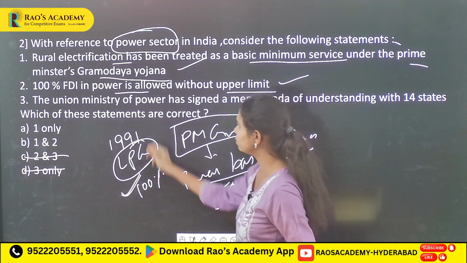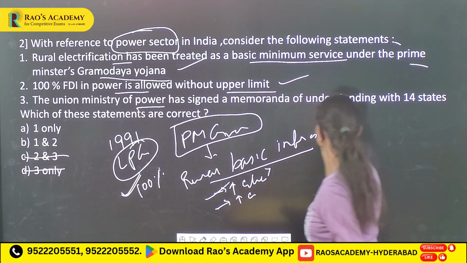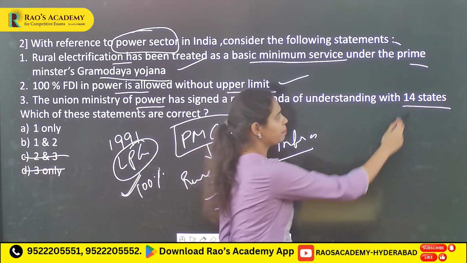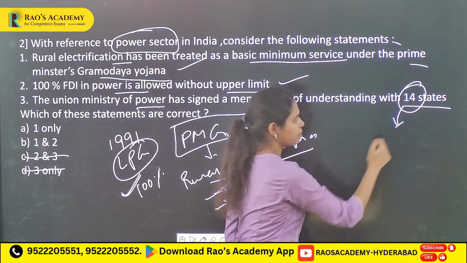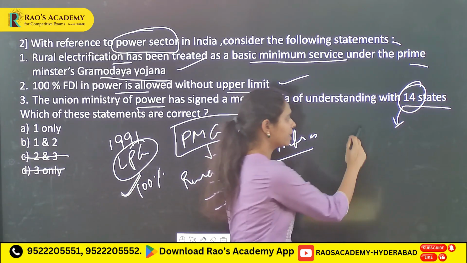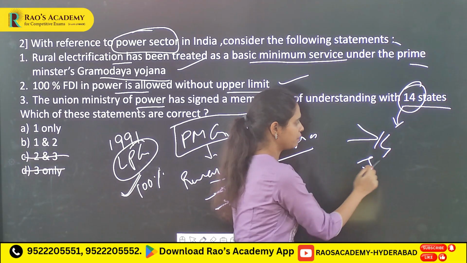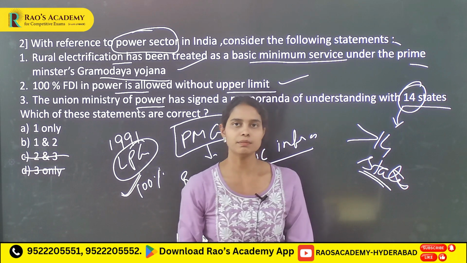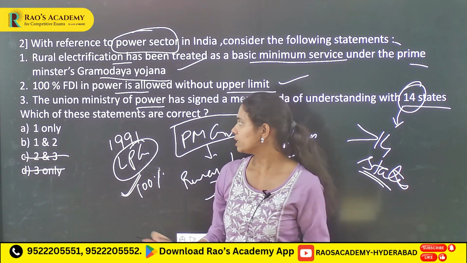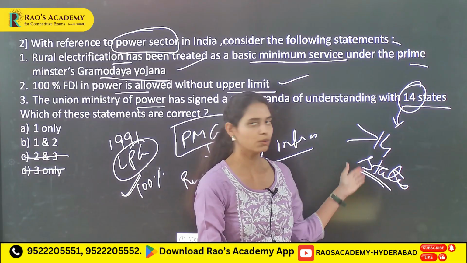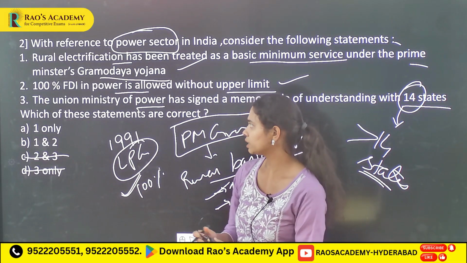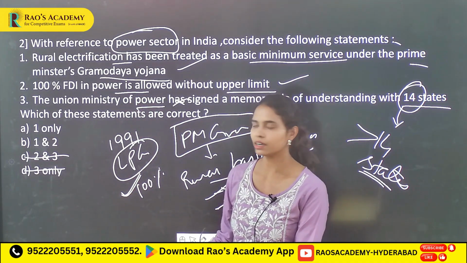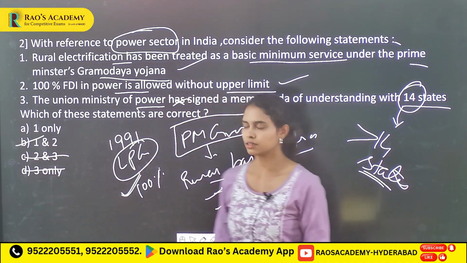Followed by, the Union Minister of Power has signed a memorandum of understanding with 14 states. If you observe closely, it has mentioned a particular figure, 14 states, but it is not only with 14 states but definitely more than that. In general, electricity is a basic need for all the states. So it is not only up to 14 states but most of the Indian states. So in that context, the third option is an incorrect one. So first and second are the only correct statements. So option B is the correct answer.